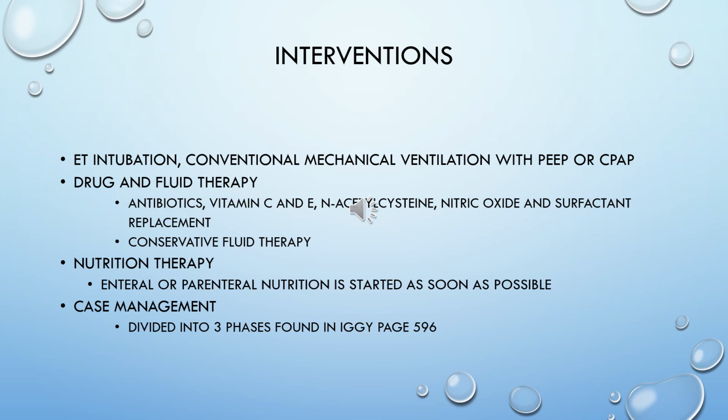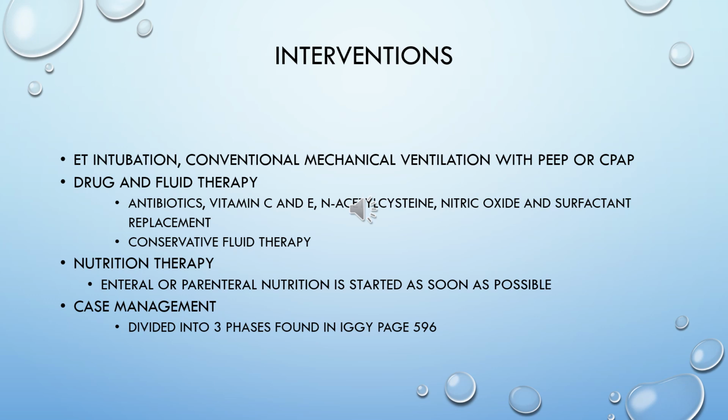Case management is divided into 3 different phases, and these can be found in your IGI book on page 627. The first phase is the exudative stage, and this includes the early changes of the shortness of breath, the rapid heart rate, the rapid breathing, and this is where the alveoli become fluid filled, which makes sense. If you've got exudate, that's what's going on in there. Some of your earliest interventions are just supporting the patient by providing oxygen to them.